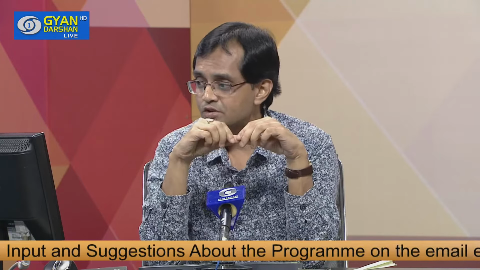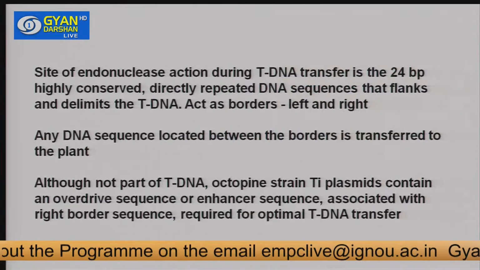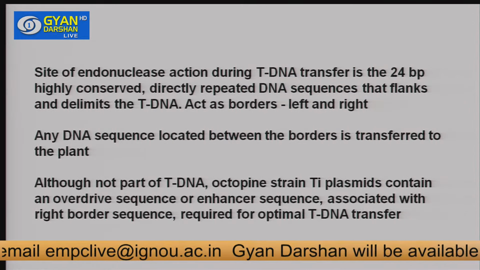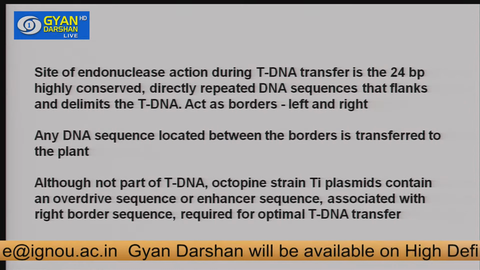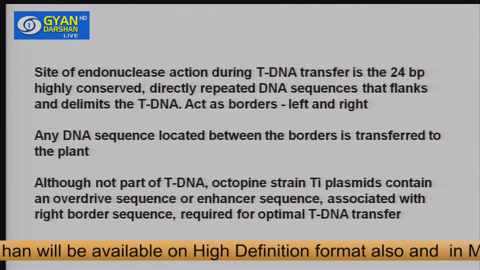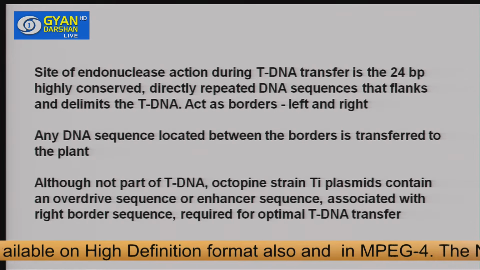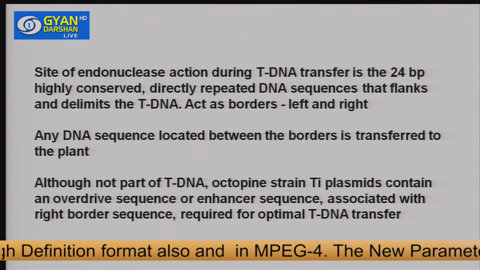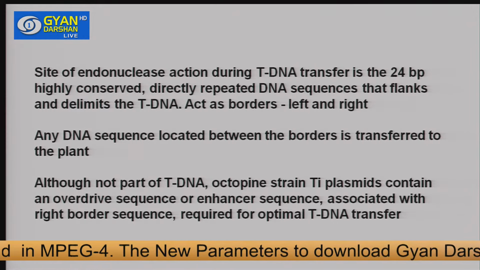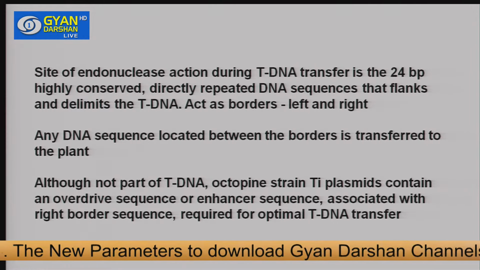So the site of endonuclease action during tDNA transfer is the 24 base pair highly conserved directly repeated tDNA sequences that flank and delimit the tDNA. So tDNA is separated from the rest of the Ti plasmid by the presence of these border sequences. And it is the right tDNA border that is the site of the endonuclease action. And as I said, any sequence between these will be transferred.